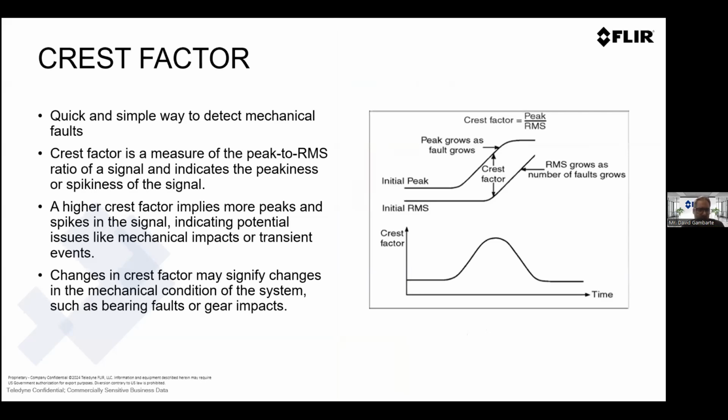So the crest factor: a quick and simple way to detect mechanical faults. Crest factor is a measure of the peak to RMS ratio of a signal and indicates the peakiness of the signal. A higher crest factor implies more peaks and spikes in the signal, indicating potential issues like mechanical impact or transient events. Changes in crest factor might signify changes in the mechanical condition of the system, such as bearing faults or gear impacts.